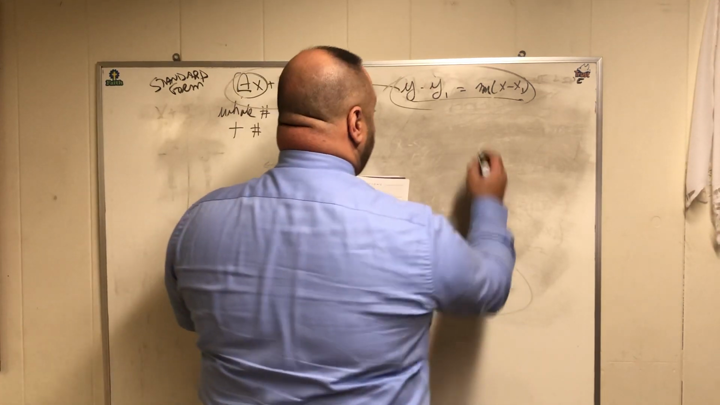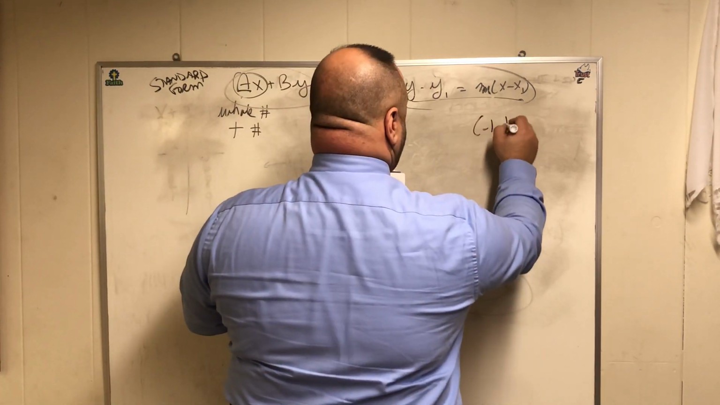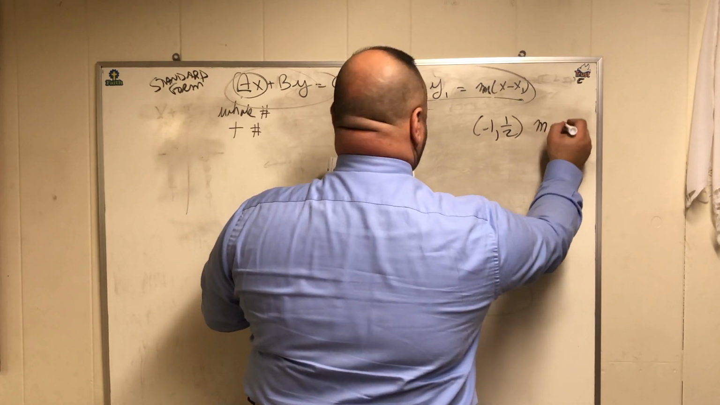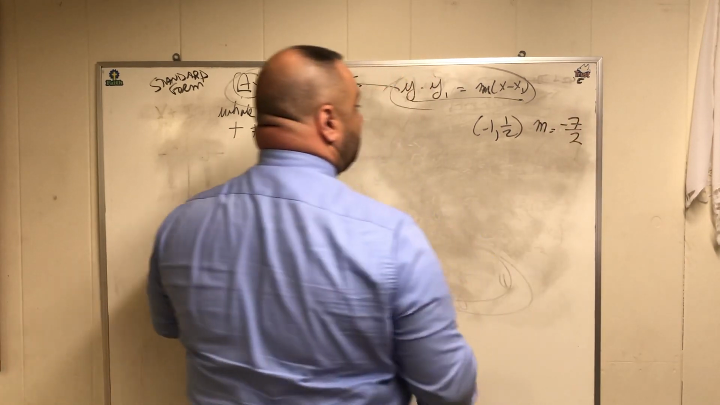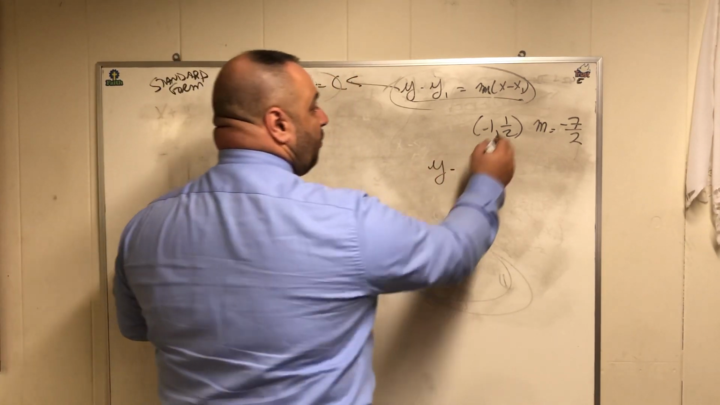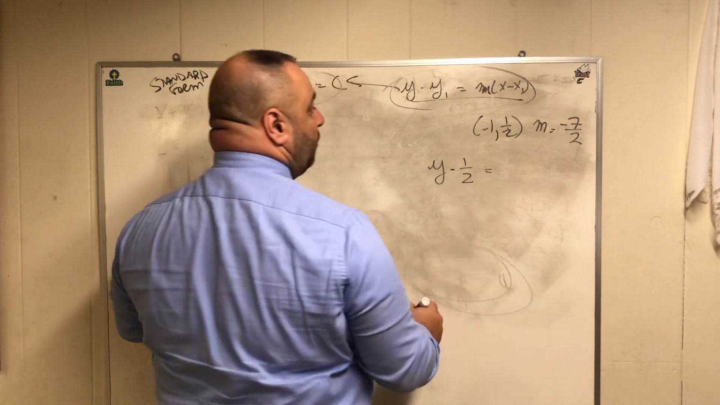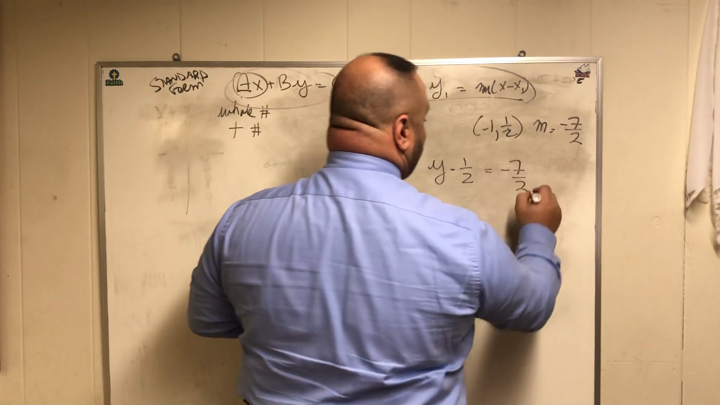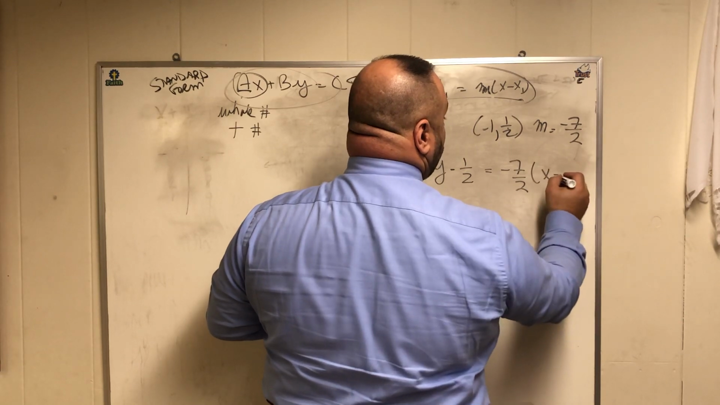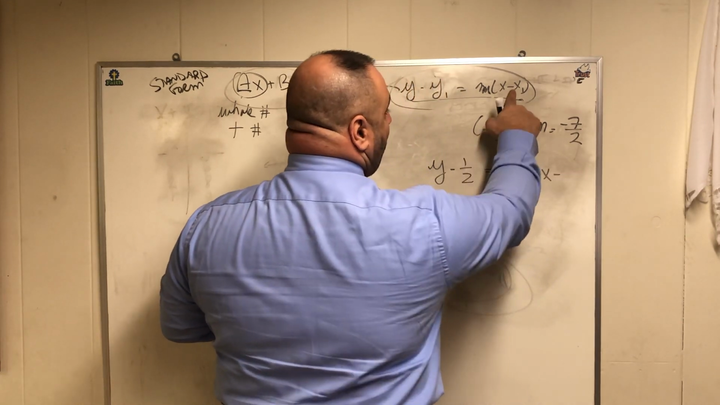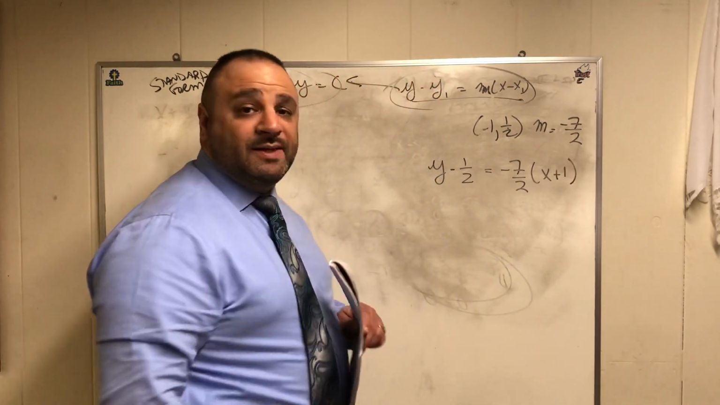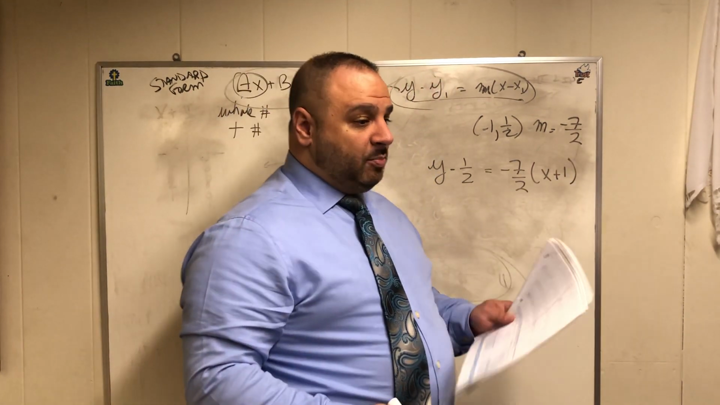Okay, we have negative 1, 1/2, and our slope is negative 7 over 2. Okay, so let's plug in here. y minus 1/2 equals negative 7 over 2 times x minus, and then we have a negative 1 here. So a minus negative 1. So I'm just going to put a plus 1 there, because a minus and a minus equals a plus, okay?